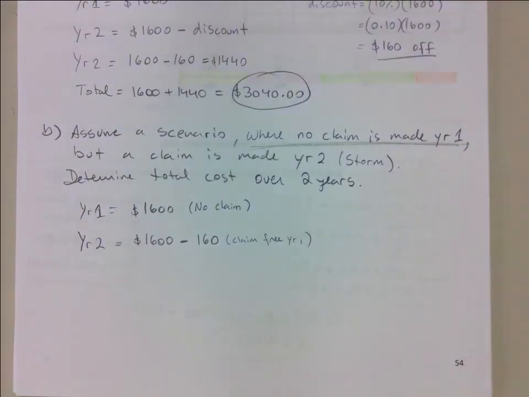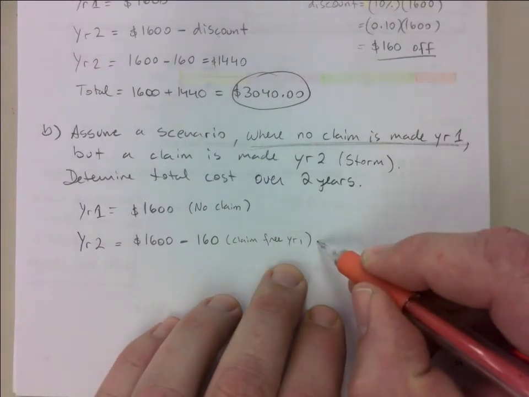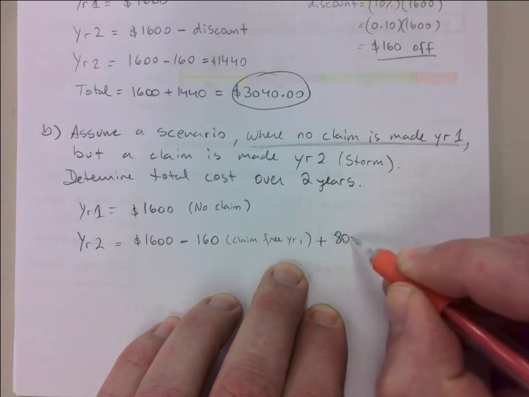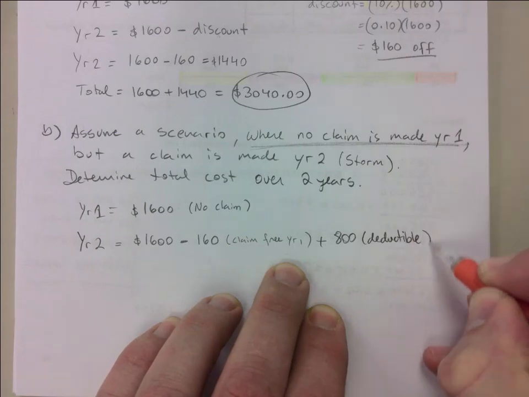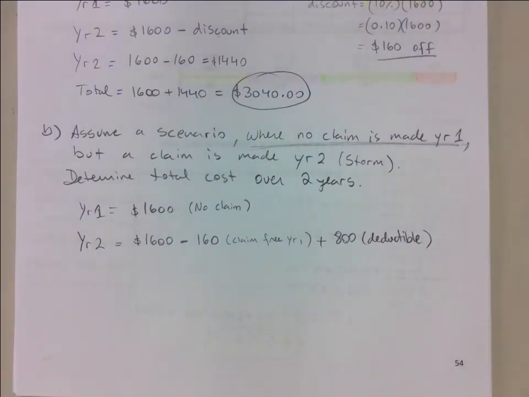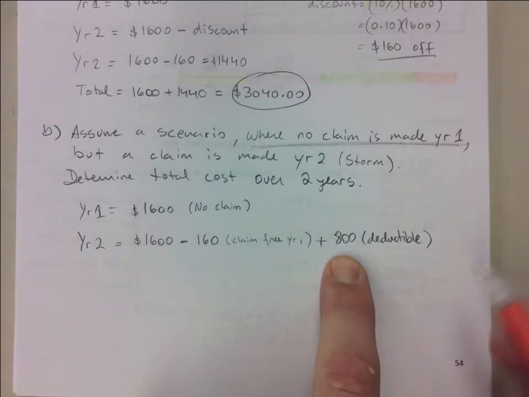But what needs to also be taken into account? What happens when you make a claim? Do you pay something? The deductible. How much is her deductible? $800. So you have to go $800. Because a claim was made, yes, you get the discount for being claim free last year, but you made a claim this year. So technically for year two, you'd have to add the 800.